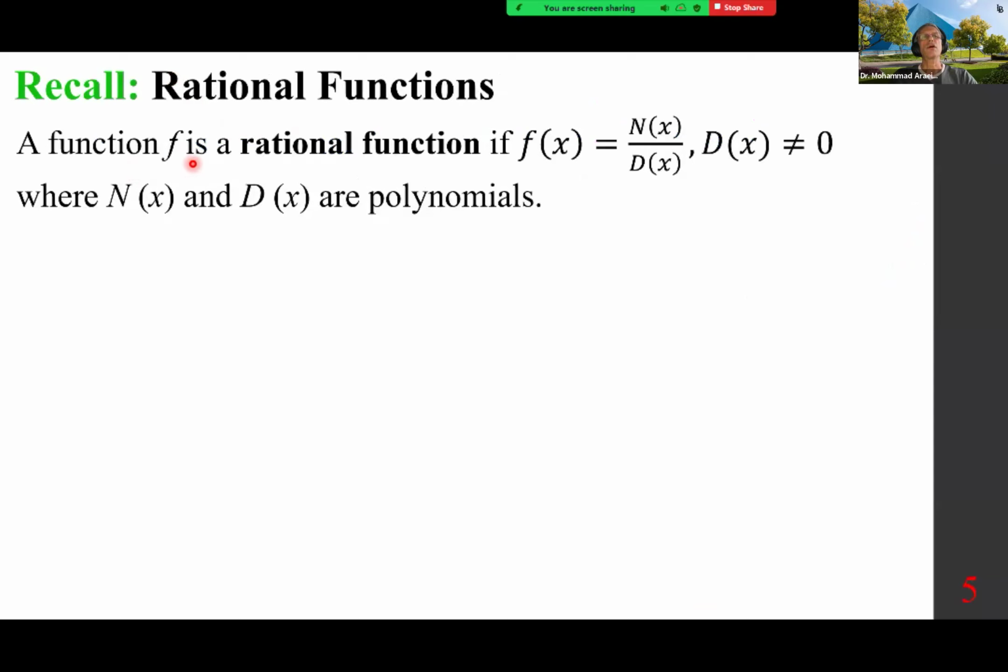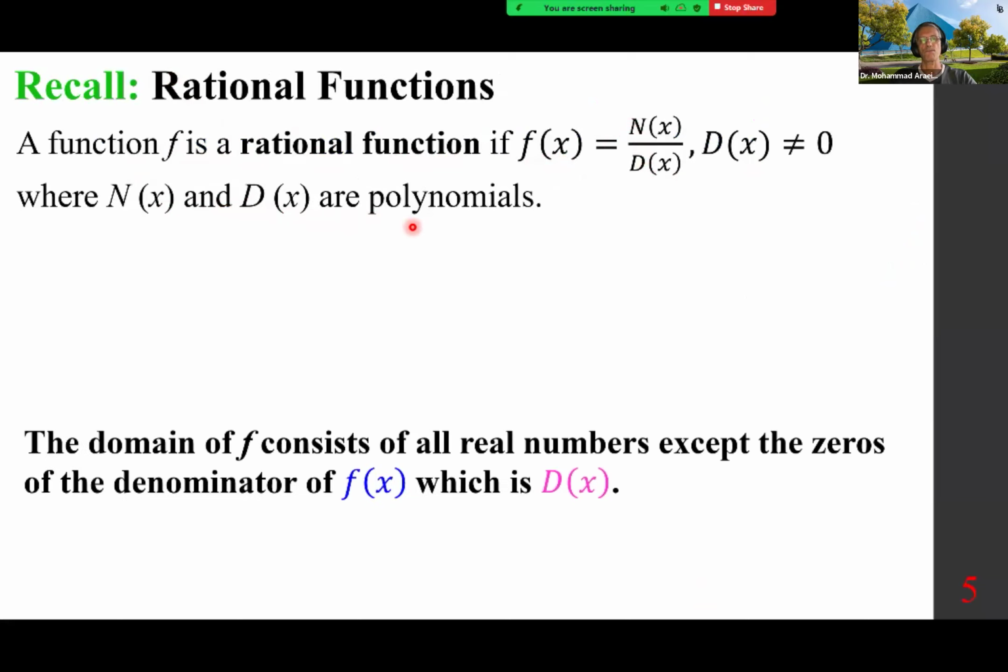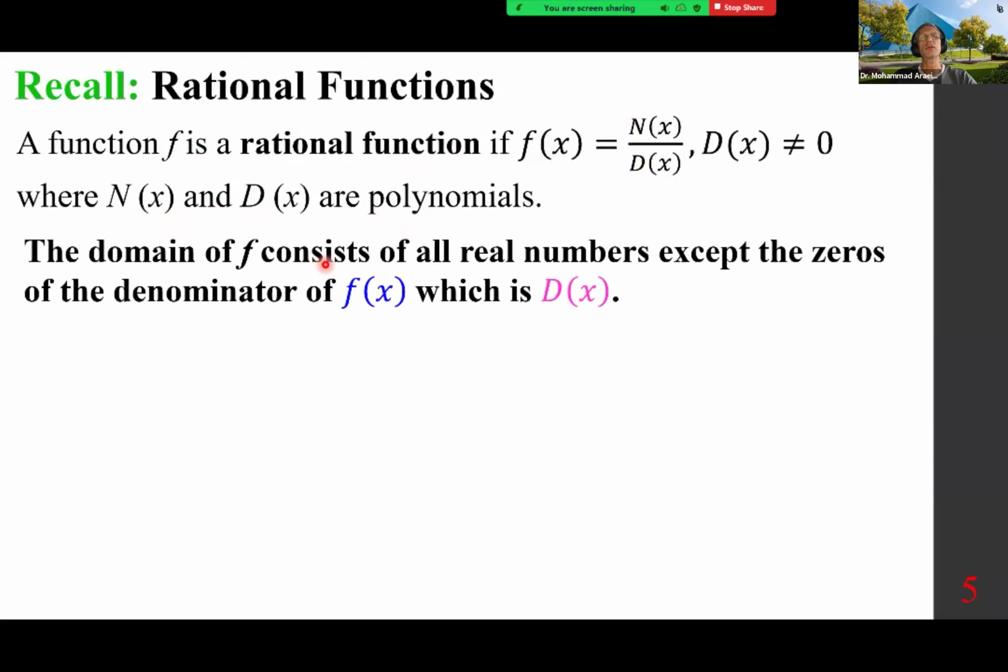Rational functions. A function f is a rational function if f of x is in the form of n of x over d of x. As always, d of x, the denominator, can't be zero, where n and d are both polynomials. The domain of f consists of all real numbers except the zeros of the denominator of f of x, which is d of x.